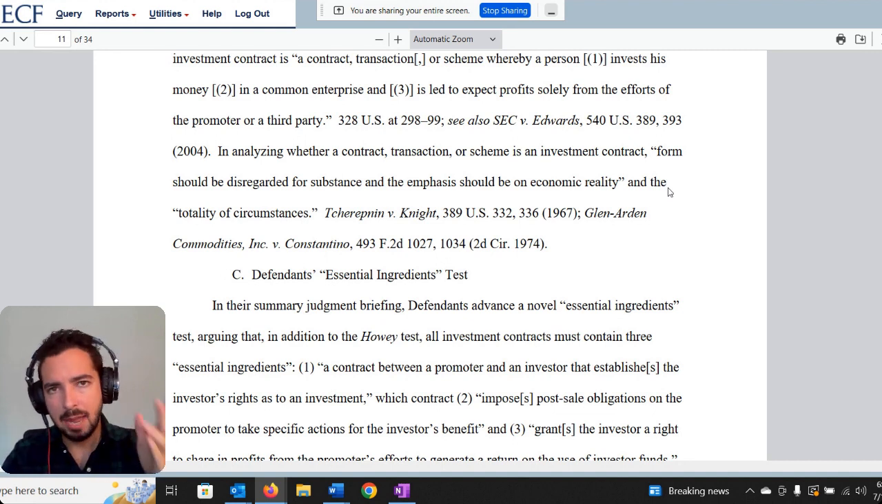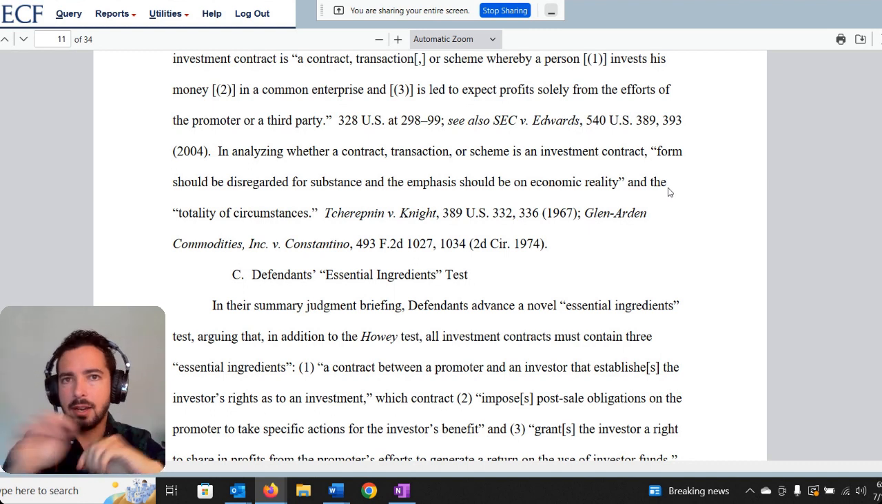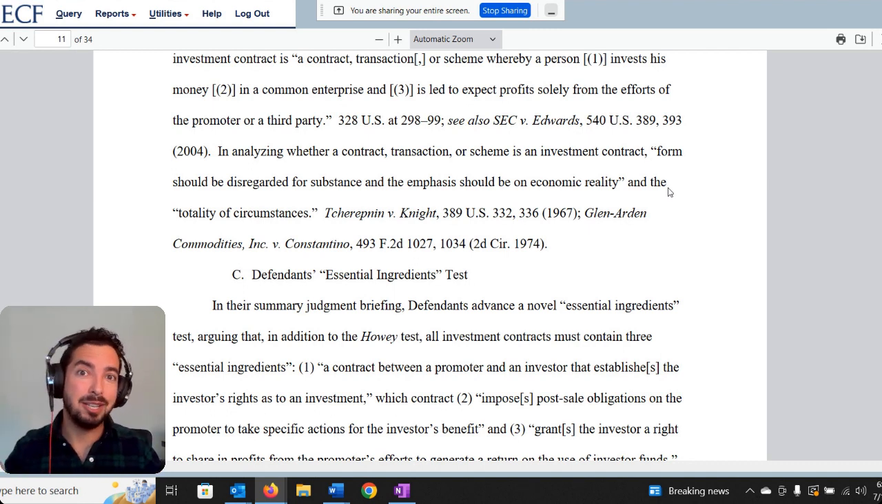Right? If you have a piece of paper and on the top of the paper it says, this is not a security, and it goes through and it's a stock certificate basically, and it just says this is not a security. Well, we don't care what you write on the paper. If it acts like a duck, if it walks like a duck, if it quacks like a duck, it's a duck. I don't care if you call it a tiger. That's all that really means.